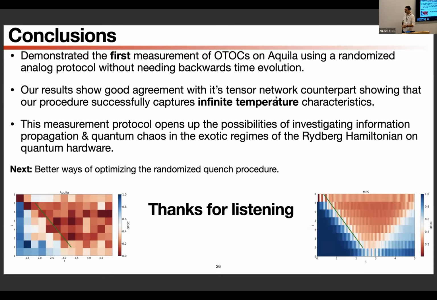So the next thing to do would be to come up with better ways of optimizing this quantum procedure, so you just give it the control parameters you need, and it finds you a pulse sequence. And there are some ideas on how to do that, maybe using reinforcement learning, using the tensor network data to train your neural network. But yeah, here are our results, and thanks for listening.